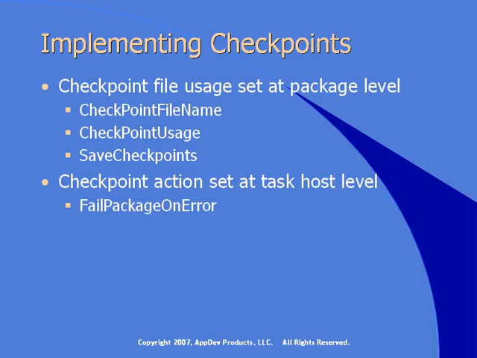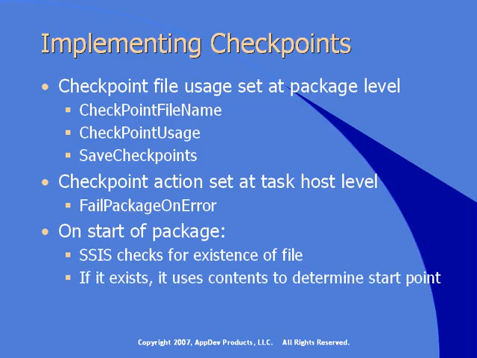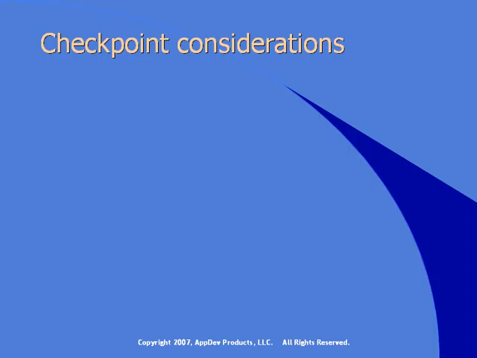Well, if we fail at that point, that's when the checkpoint file will get written to, and information will be stored in it that tells us what happened and what was going on at the point of failure. So the next time the package starts up, SSIS checks for the existence of the file and compares it to the properties that are set for the package. And if that file exists, it'll use the contents to determine the start point. So it'll know at that point which task should need to restart. So some considerations, and then we'll take a look at this in BIDS.